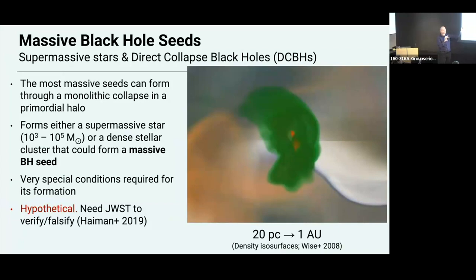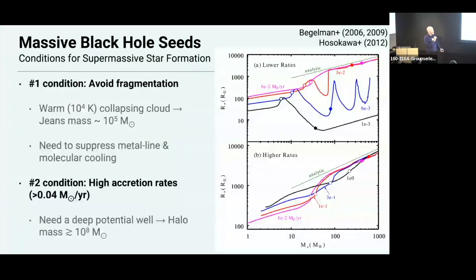But to actually have one of these massive seeds form, we need very special conditions for their formation in the high redshift universe. The number one condition is that you have to avoid fragmentation. Otherwise, you're just going to form a stellar cluster. To do that, you need a high Jeans mass of around 10^5. You need a warm, I was about to call it ISM, but we have no stars at this time.